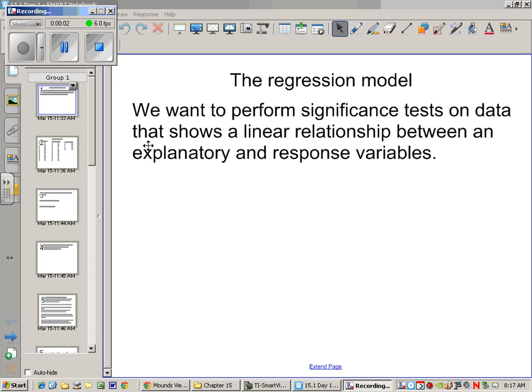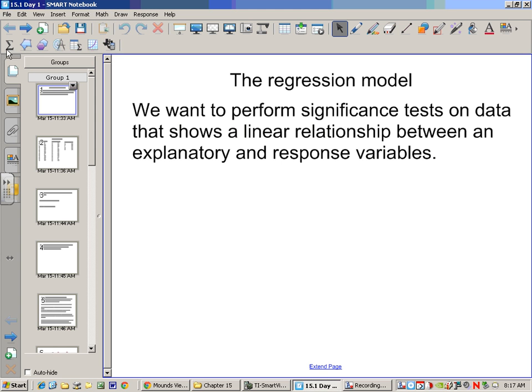Hello, welcome to chapter 15. In this chapter, we're going to perform significance tests on data that shows a linear relationship between an explanatory and response variable. So we're going to be looking at the regression model.